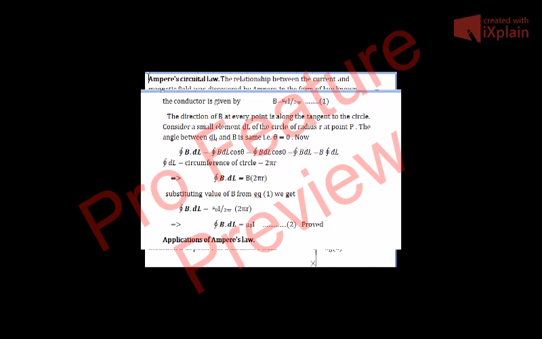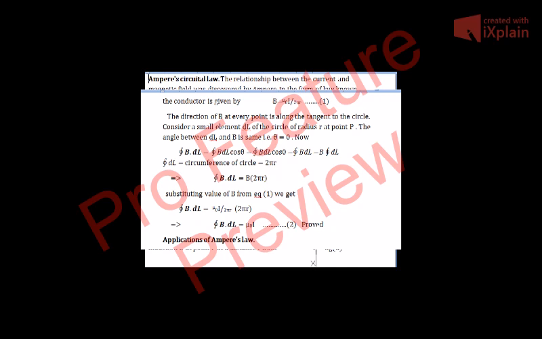which is the small element we have taken. So B dot dl will be equal to B dl cos theta. We know that A dot B is equal to AB cos theta. We have learned about it in class 11th. The dot product of two vectors A dot B is equal to AB cos theta. Similarly, B dot dl is equal to B dl cos theta.